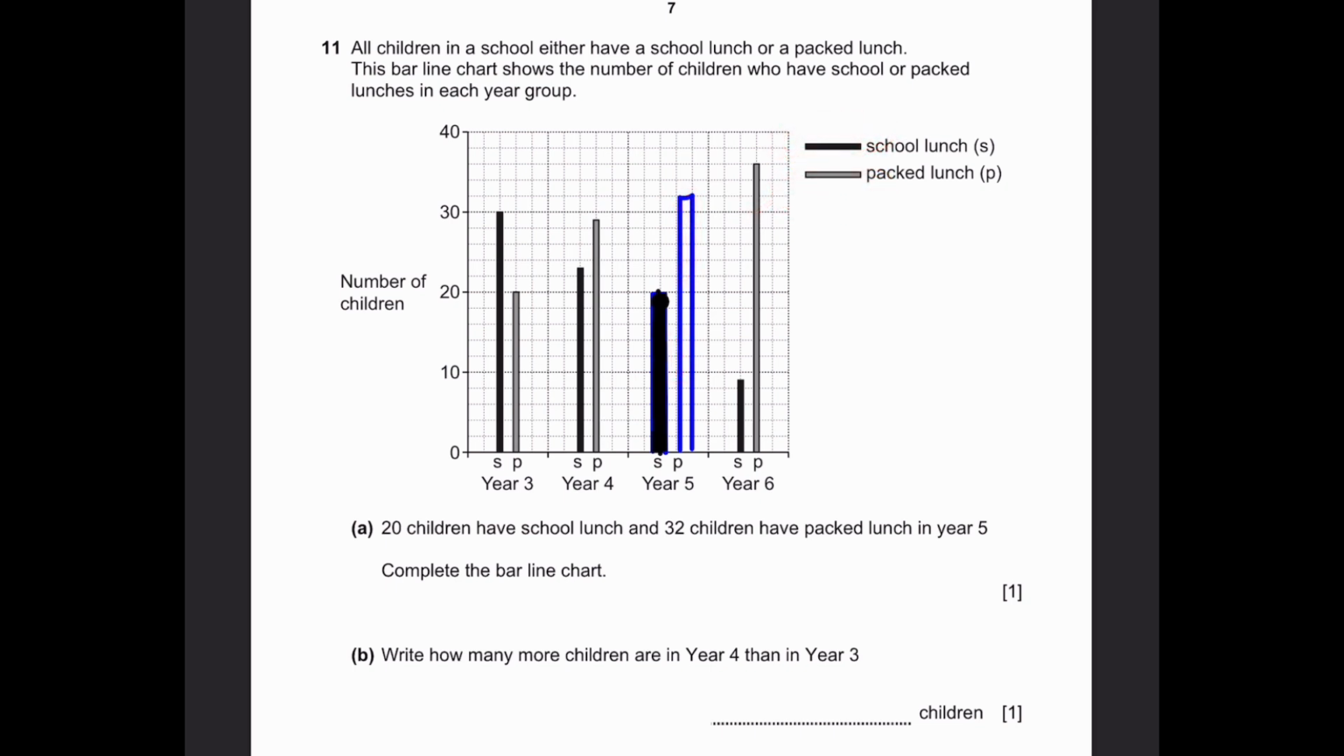B. Write how many more children are in year 4 than year 3. So year 4 has 29, because it's in the middle of 30 and 28, and then plus 23. So we get 52. And then for year 3, we have 30 plus 20, which is 50. So year 4 has 52 minus 50, which is equal to 2 children more.